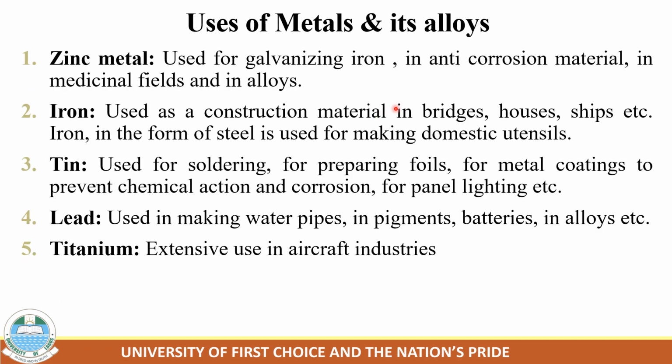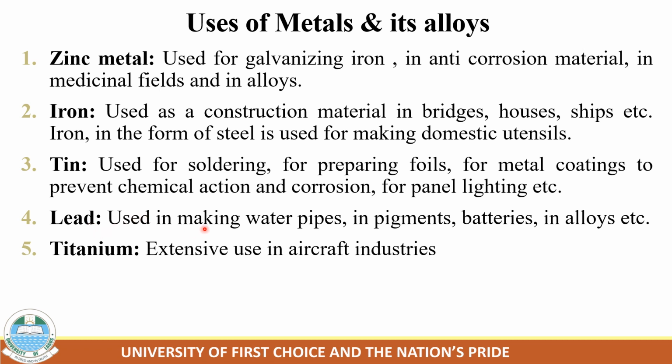Uses of metals and their alloys: there are different usages of metals. Zinc is used for galvanizing iron, for anti-corrosion, and for medical applications. Iron is used as a construction material in bridges, houses, ships, and so on. So iron roofing sheets, iron spoons, iron forks, iron apparatus, they are there. And also tin is used for soldering, for preparing foil, for metal coating to prevent chemical action and corrosion, for panel lighting, and so on.